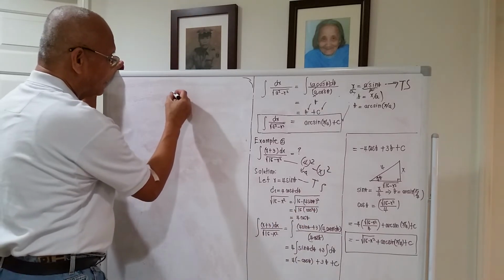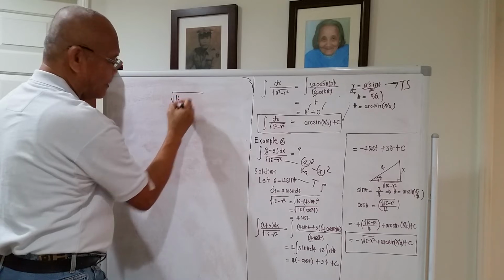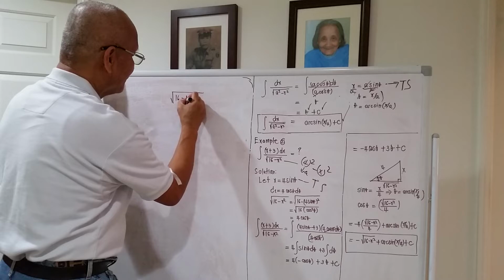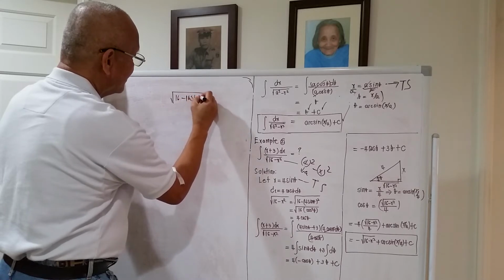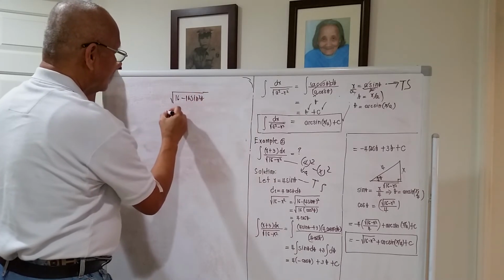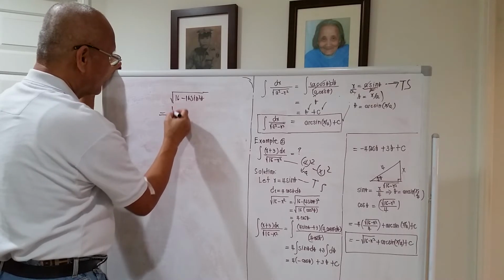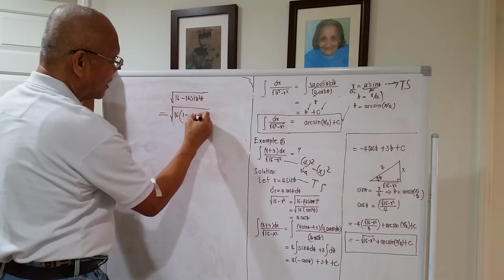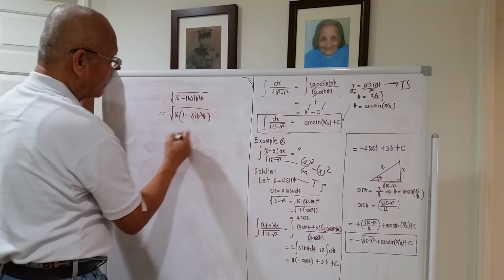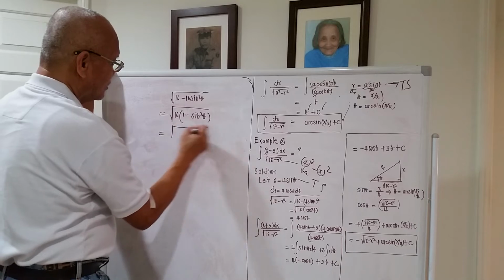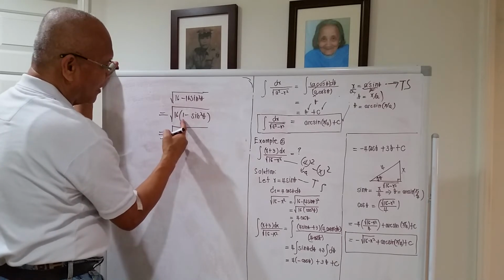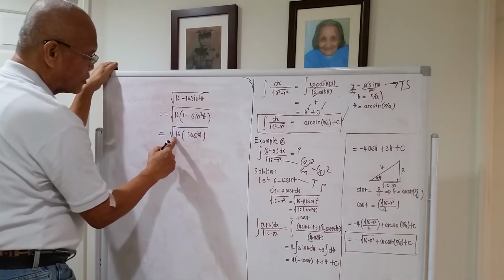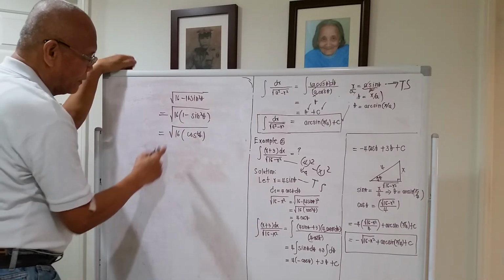This should be equal to 16 minus 16 sine square of theta, equal to the square root of, we factor out 16, then this is 1 minus sine square of theta, equal to the square root of 16 times 1 minus sine square, which is cosine square of theta. Perfect square, we take the square root of 16.